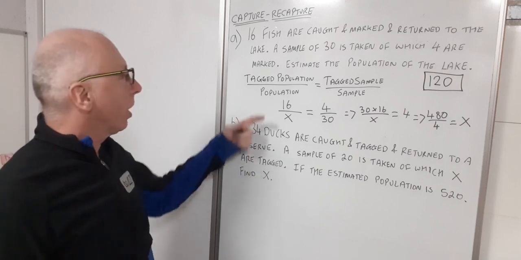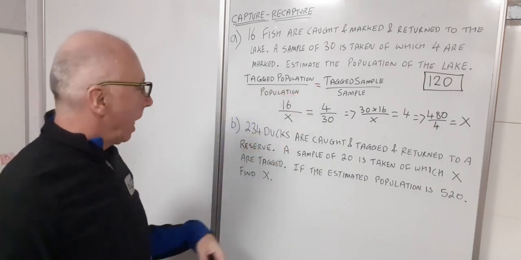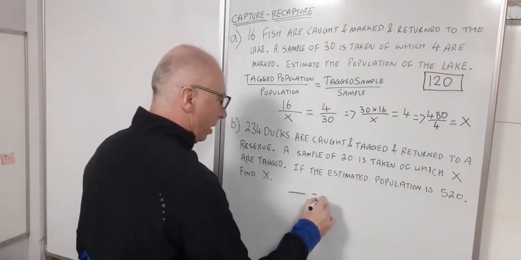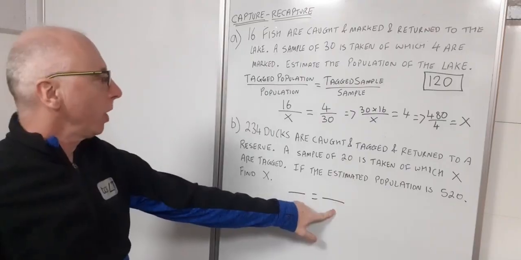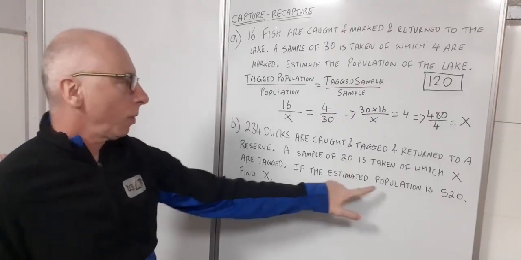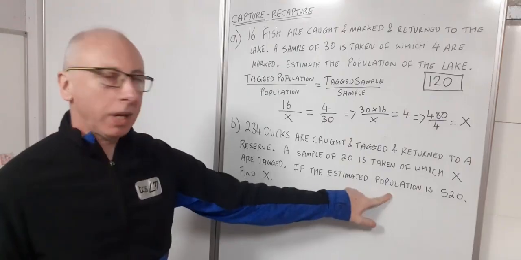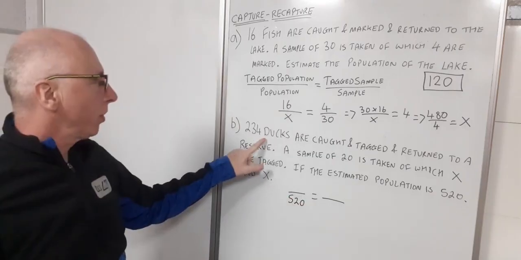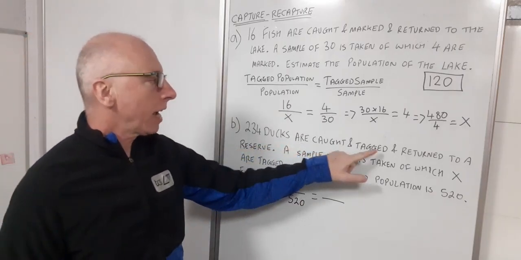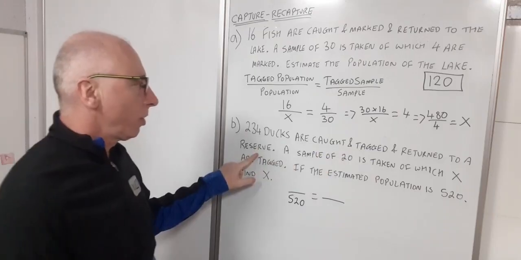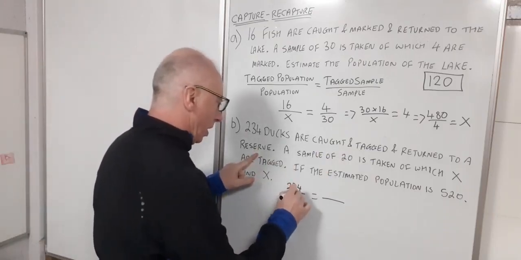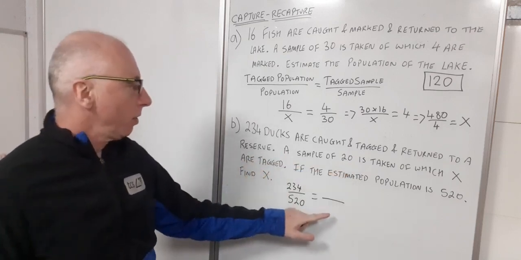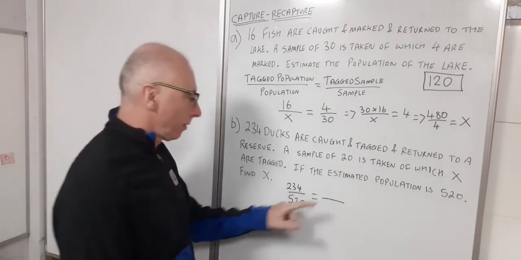Now the second question, I'm going to use this formula here as it's written out and just find out what numbers I've got. So just set up my question, two fractions with an equal sign in between. If the estimated population is 520, find X. So the estimated population is 520, so straight away I can put that in there. 234 ducks are caught and tagged and returned to a reserve. So that's 234 ducks. And then a sample of 20 is taken, of which X are tagged. So sample is 20 and X are tagged.